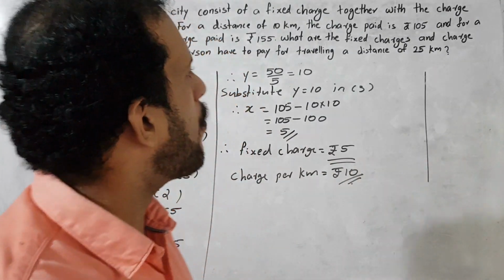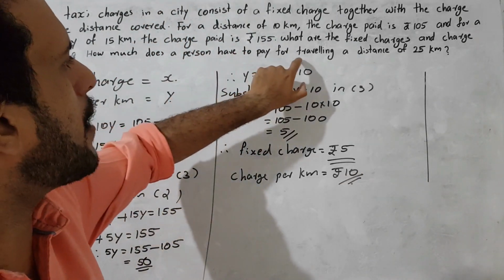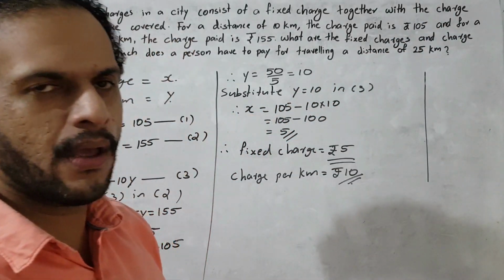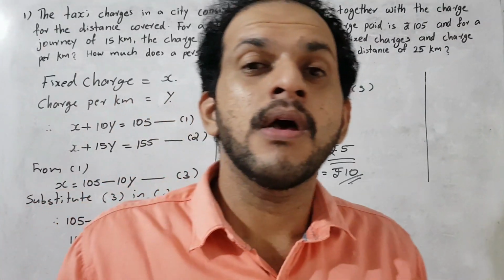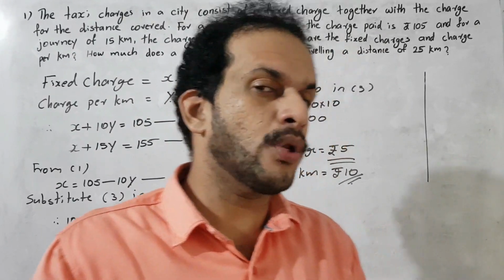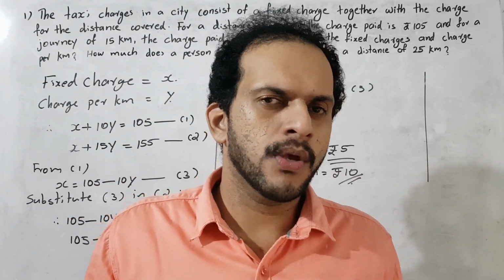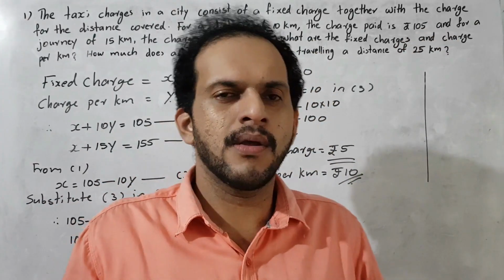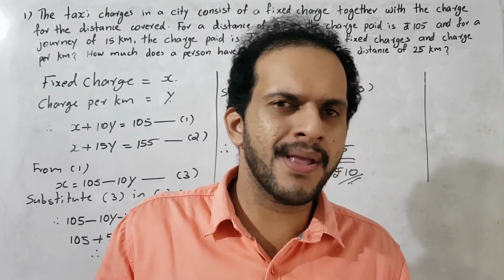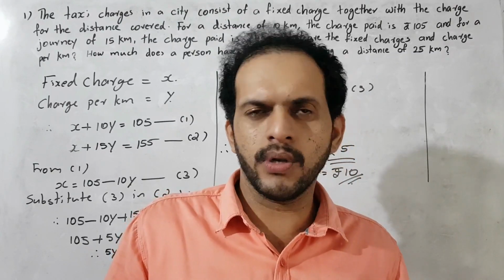Then we have one more question. What is that? How much does a person have to pay for traveling a distance of 25 kilometers? അല്ലേ, 25 കിലോമീറ്റർ കവർ ചെയ്യാൻ നമ്മൾ എത്ര പൈസ കൊടുക്കേണ്ടി വരും എന്നാണ് കണ്ടുപിടിക്കേണ്ടത്. How do we find the total amount to cover 25 kilometers? The total amount to cover the 25 kilometers is the fixed charge plus the charge for 25 kilometers.